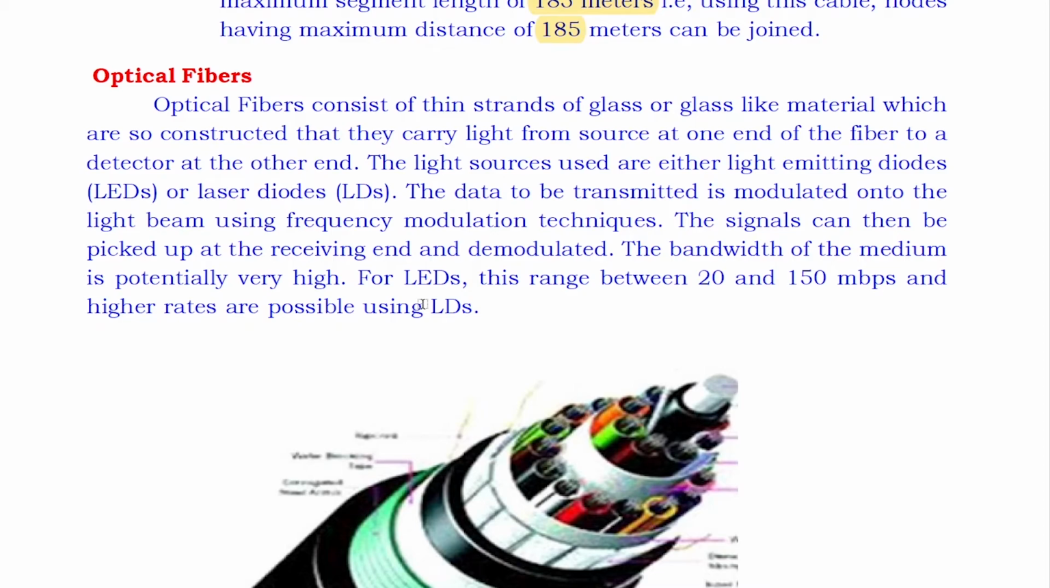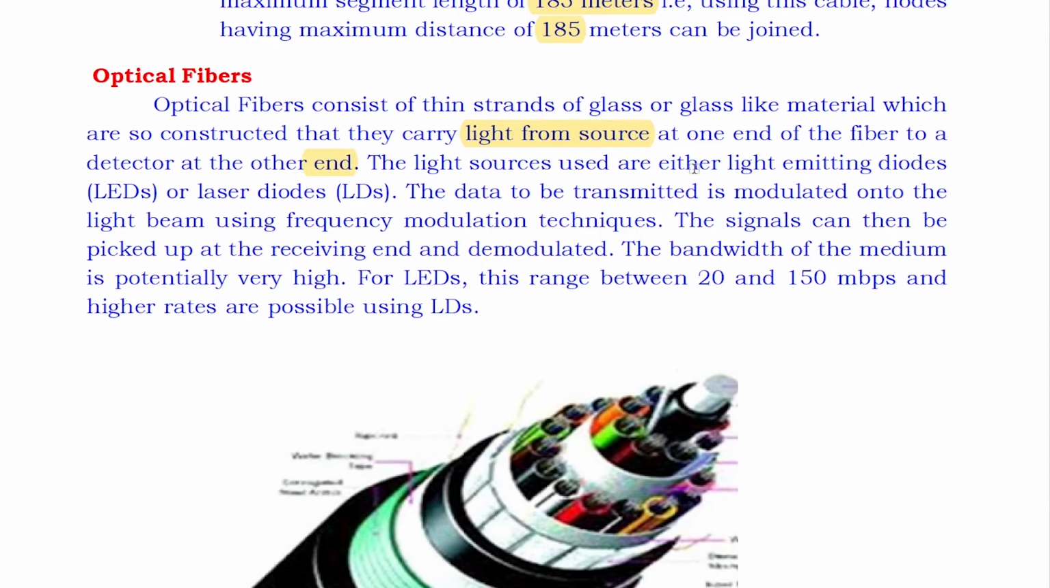So thereby removing the electrical interference and also offering high speed using total internal reflection, like optics. That's why we use optical fibers, and nowadays we are using FTTH. Optical fibers consist of thin strands of glass-like material, constructed to carry a light source at one end of the fiber and a detector on the other end.